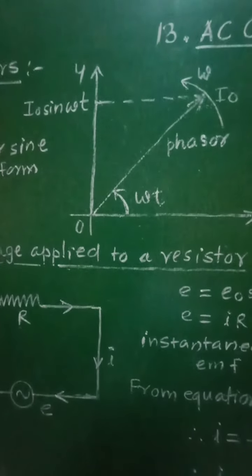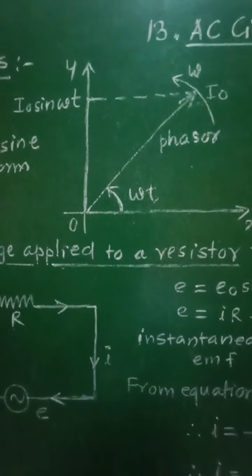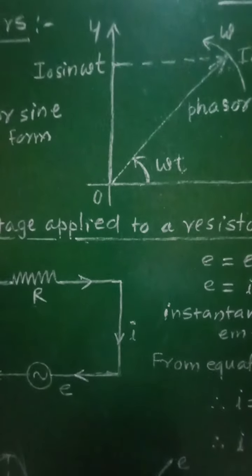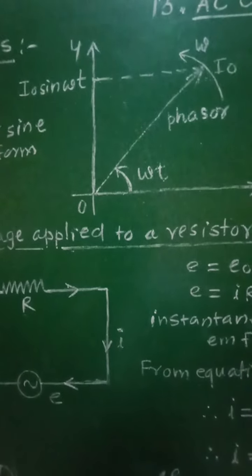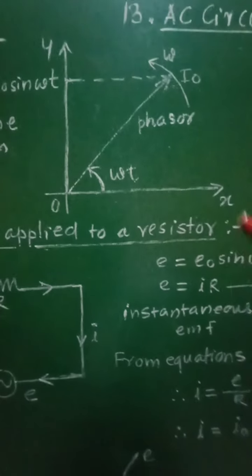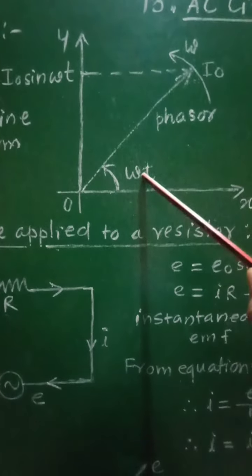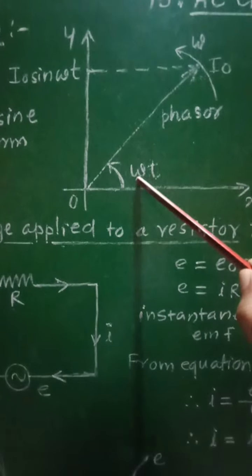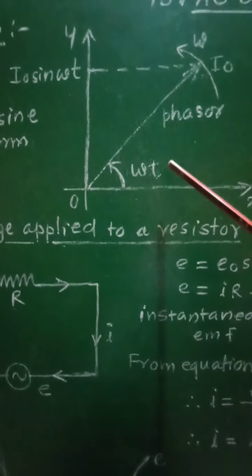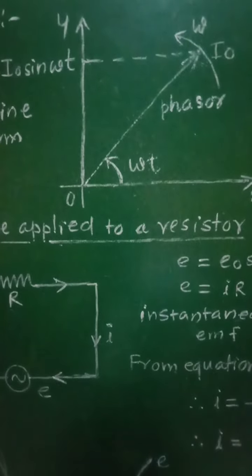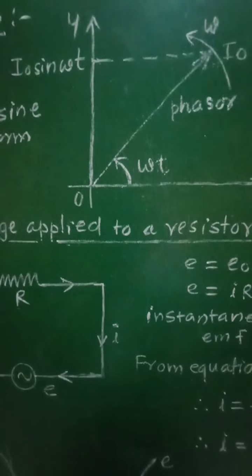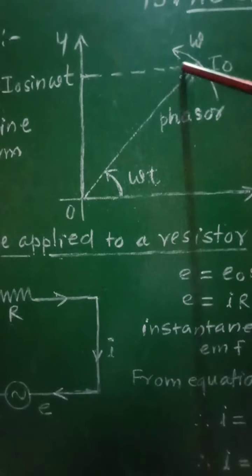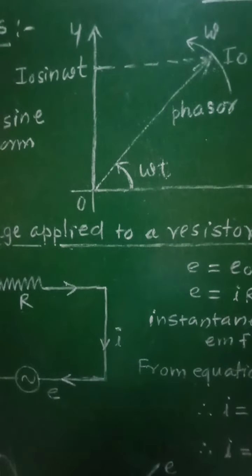The phasor for alternating EMF and alternating current. If you consider the phasors for alternating current as well as alternating EMF, then they are inclined to the horizontal axis at an angle of omega t or omega t plus alpha. For EMF the angle is omega t, for current it will be omega t plus alpha, and therefore this vector will rotate in the anti-clockwise direction with angular frequency omega.